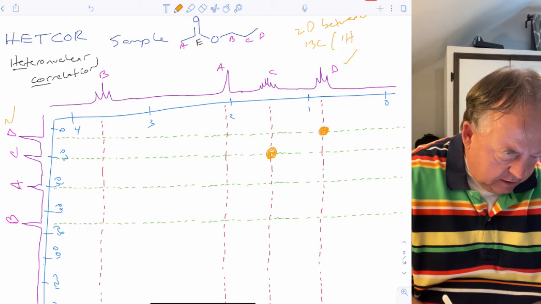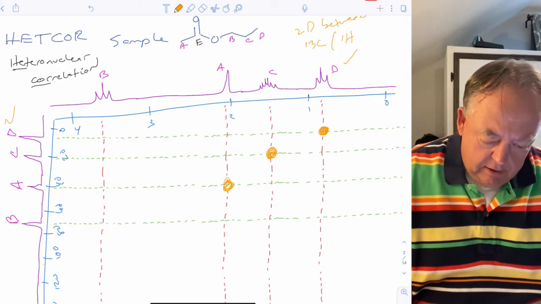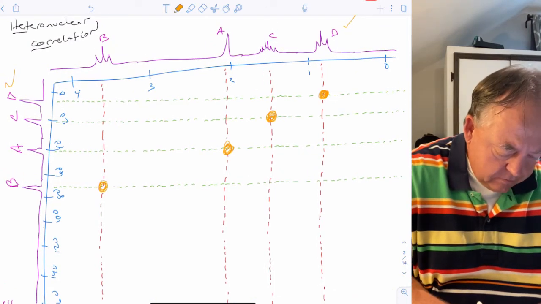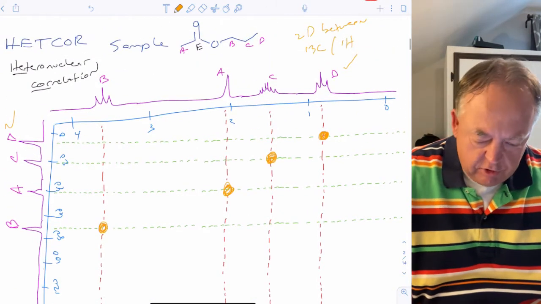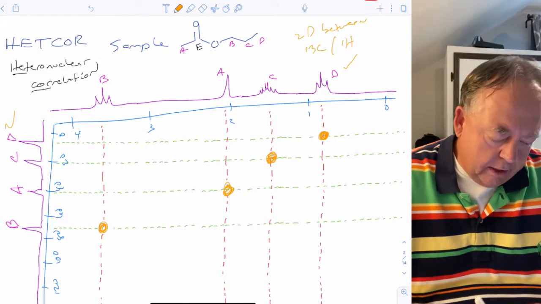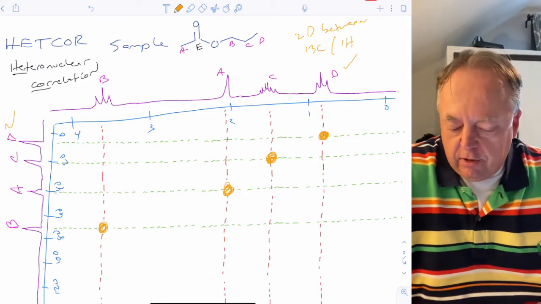A, let's see, so A would have a cross peak here, and B, a cross peak here. So it tells you basically what proton signals in the molecule are correlated to what carbon signals in the carbon-13. So this can help you figure out your proton NMR.